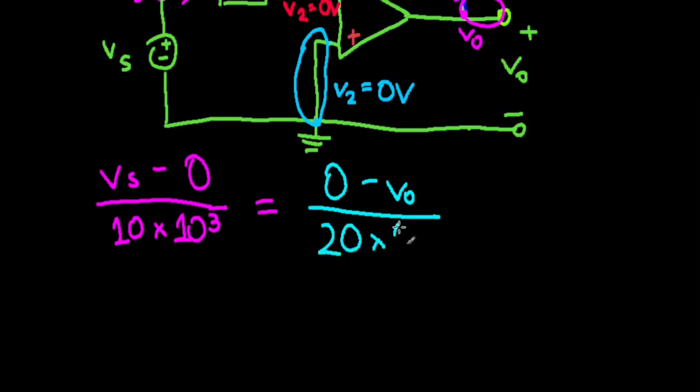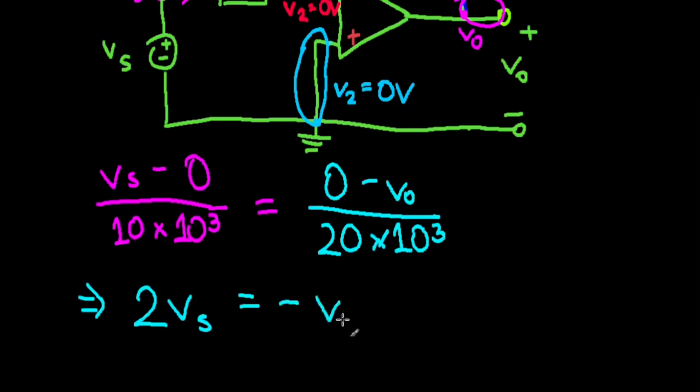20 times 10 to the 3. All right. Let's multiply both sides by 20 times 10 to the 3. If we do that, what we get here is 2 Vs. Okay. 20 times 10 to the 3 and 10 times 10 to the 3. The thousands cancel out. 20 by 10 is just 2. And here this, and what we multiply cancel out. So what we have is minus V naught.